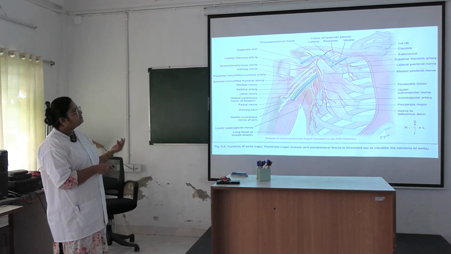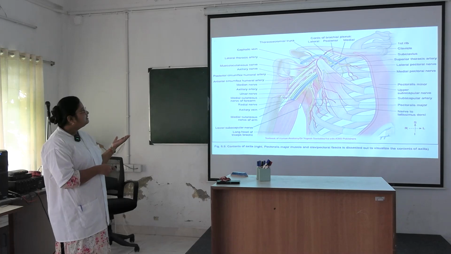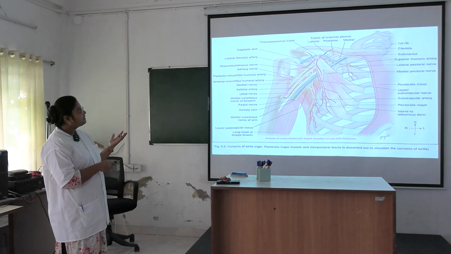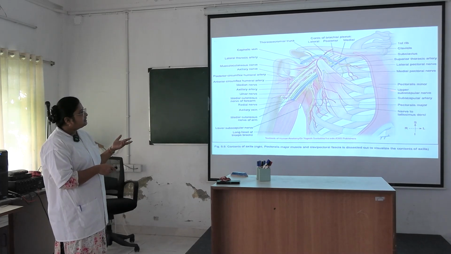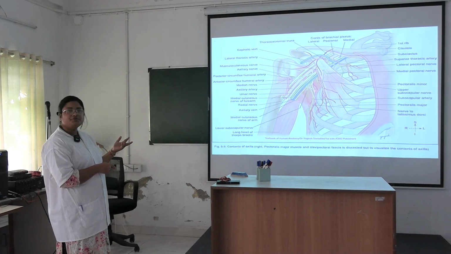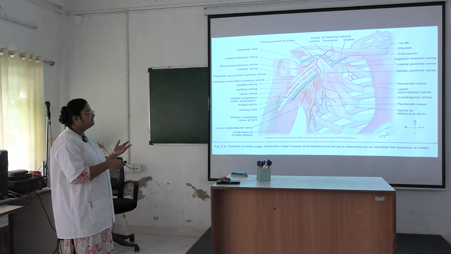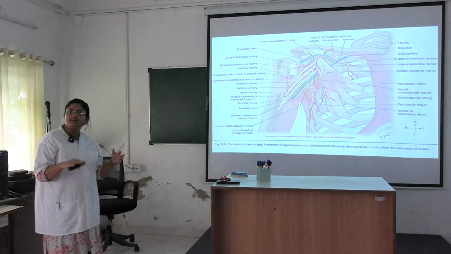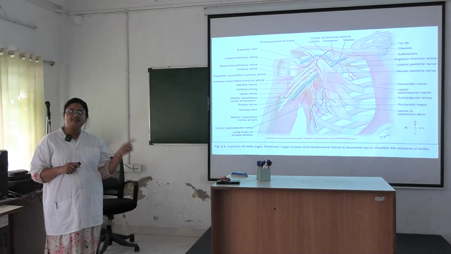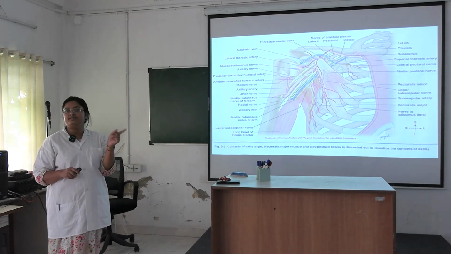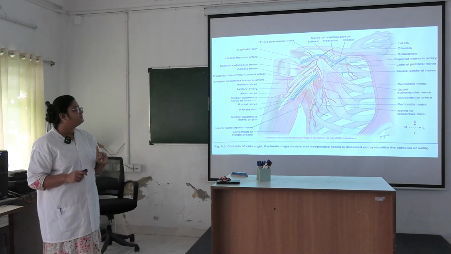And here plastered over the medial wall, here is one important nerve. It is actually upper subscapular lying in the posterior wall, and plastered over the medial wall in this region over the serratus anterior you will see the long thoracic nerve. Long thoracic nerve will supply the serratus anterior muscle.